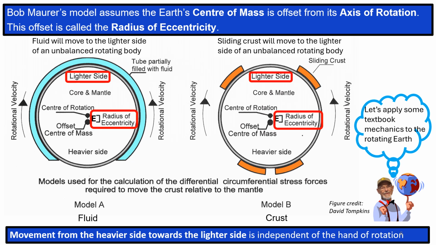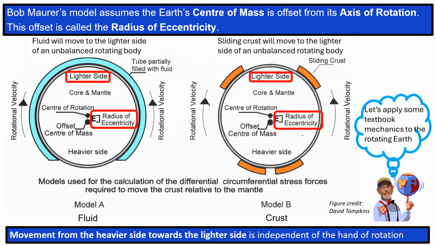This is assuming that it's not perfectly balanced to begin with, and so this seems to Bob to echo the rotating Earth, that we have a situation where the Earth is not a perfect sphere. It's not perfectly balanced, and it is rotating. And so his model requires an offset center of mass.